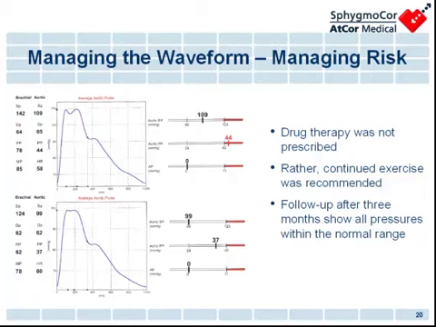He doesn't have that reflected waveform that we see. So we can see improvement in the numbers, and now he's back in the normal range. His systolic is 124, his diastolic is 62, and he certainly does not need drug therapy.